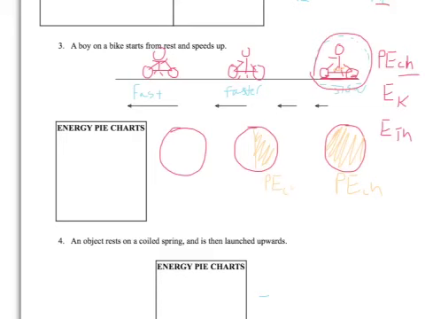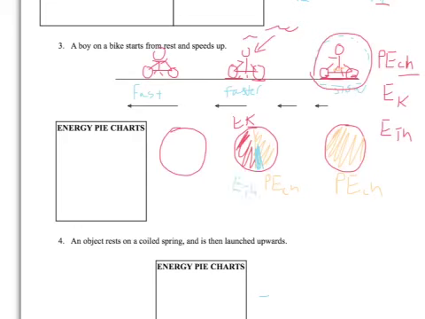because he's gotten faster. Now, the boy is also getting hotter because he's sweating, right? He's sweating and his bike tires are getting hotter. So in that system, a little bit of thermal energy has now appeared. So I'm going to label that thermal energy.